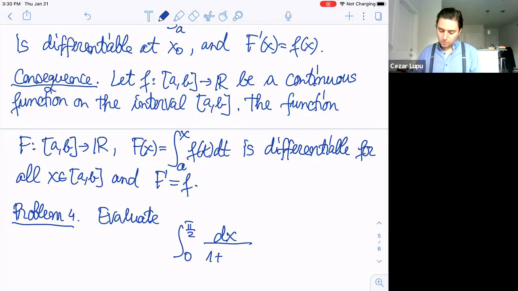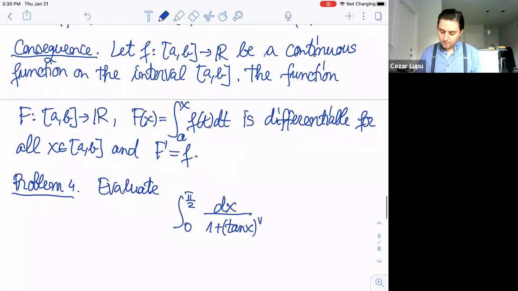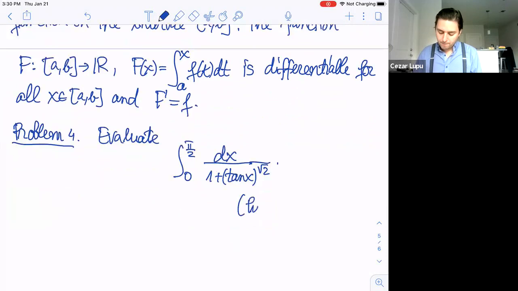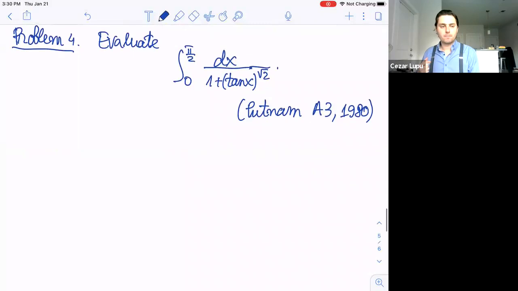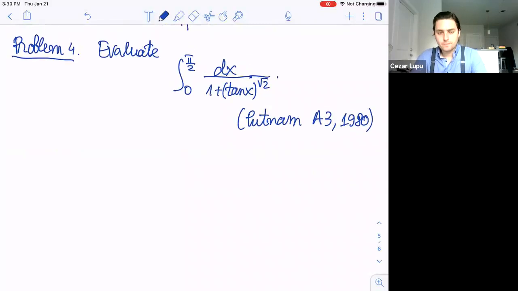Okay, so it's 1 plus tangent of x, everything to the power square root of 2. Anyway, this was a Putnam A3 in 1980. Wow, A3. As you can see, the square root in the exponent might scare you, but you can just ignore it.